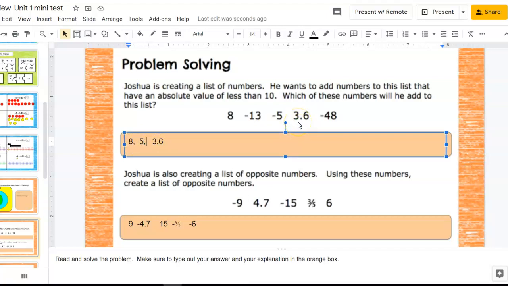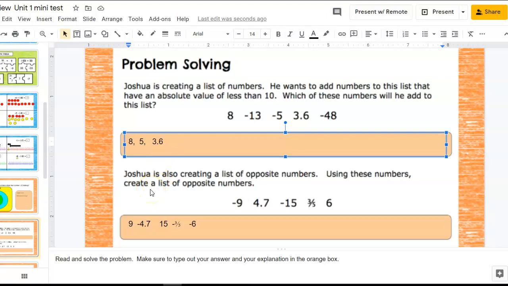The absolute value of 3 6/10 is 3 6/10, which is less than 10, so I add it to the list. The absolute value of negative 48 is 48. 48 is not less than 10, so it's not added to the list.